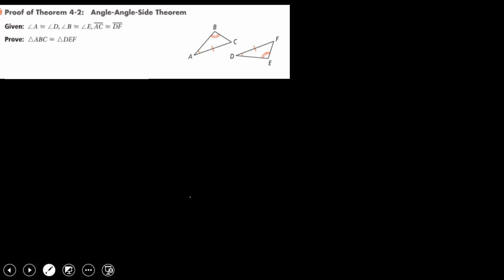Which question are you on, Farah? This is not a question, it's a proof of the theorem in your book, page 236. Now, for this one, he told me that angle A is congruent with angle D.